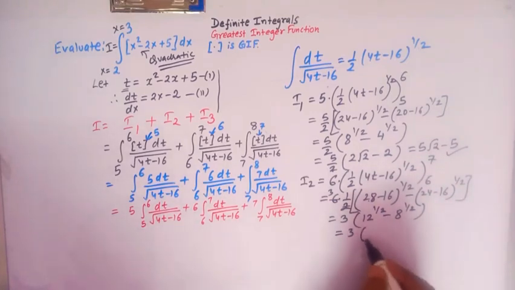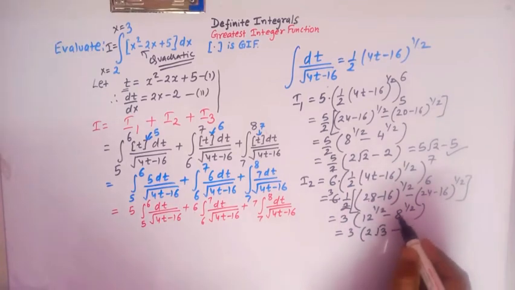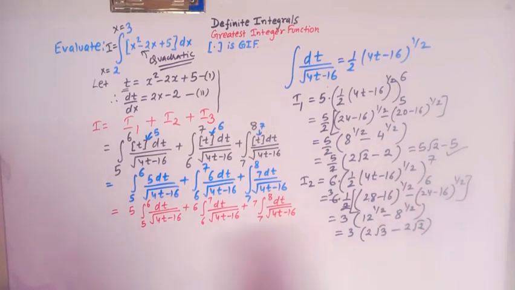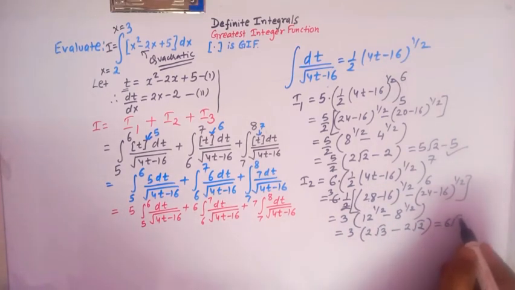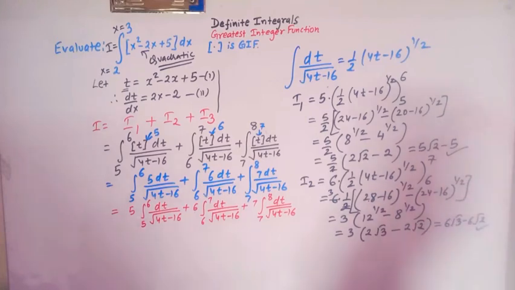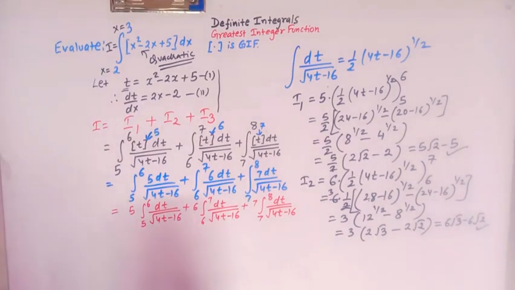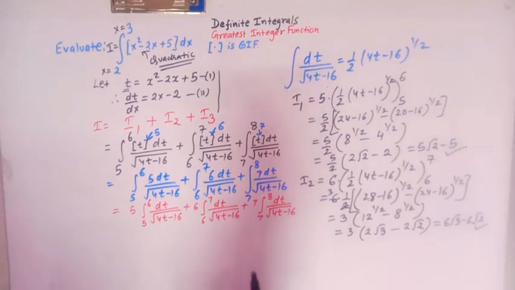So now 12 raised to half is square root of 12, which is 2 root 3, and 8 raised to half is 2 root 2, right? So now multiplying these two terms by 3, we have 6 root 3 minus 6 root 2, right? Okay, now let us calculate I3.